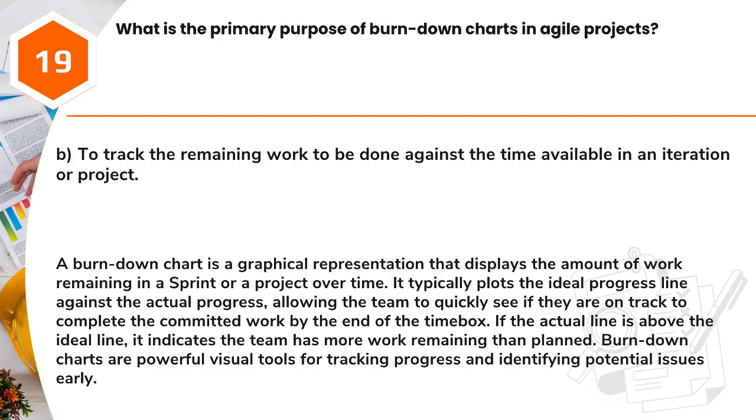Answer: B. To track the remaining work to be done against the time available in an iteration or project. A burndown chart is a graphical representation that displays the amount of work remaining in a sprint or a project over time. It typically plots the ideal progress line against the actual progress, allowing the team to quickly see if they are on track to complete the committed work by the end of the time box. If the actual line is above the ideal line, it indicates the team has more work remaining than planned. Burndown charts are powerful visual tools for tracking progress and identifying potential issues early.